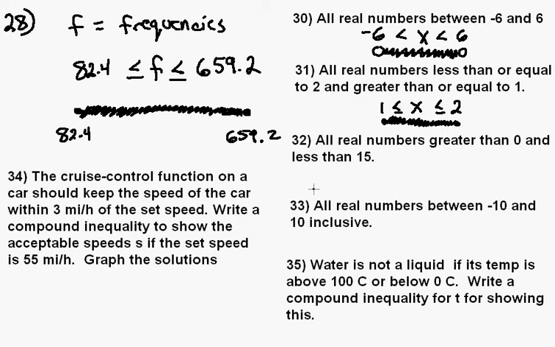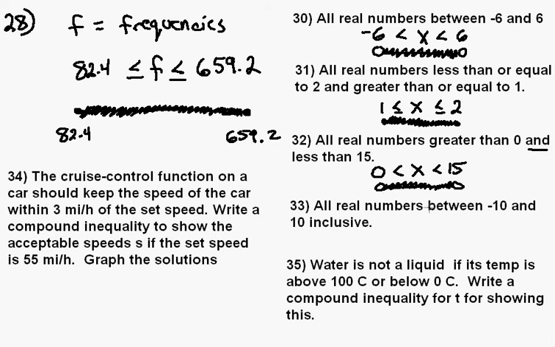32, all real numbers greater than 0, and, so it's an and less than 15. So it's going to be x again, representing all the numbers, real numbers. So it's going to be less than 15, right? And it's going to be greater than 0. So this is going to be an open circle at 15, open circle at 0, and we're going to darken the points in between.